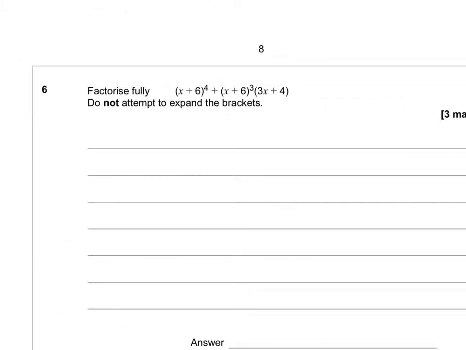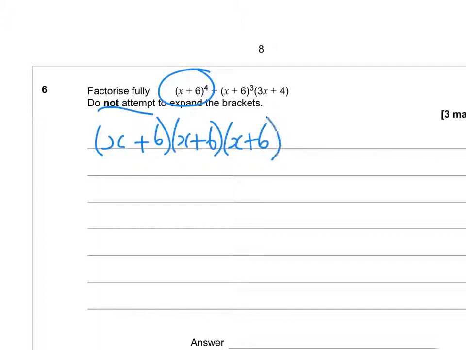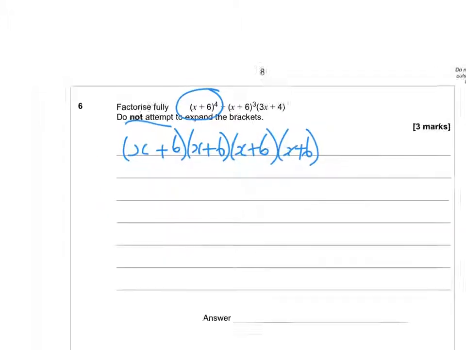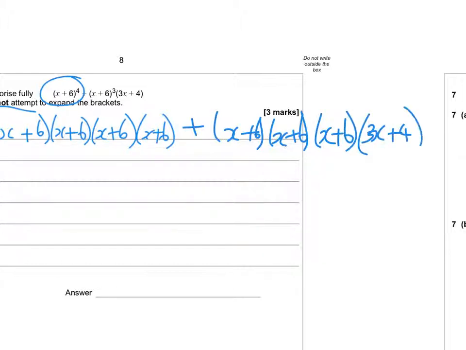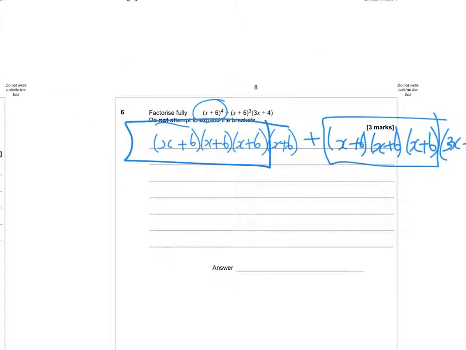Okay, number 6. I'm looking at factorising, and it's telling me not to expand the brackets. So I'm going to look at what I've got in common. Well, this has got, let's write it out, x plus 6, x plus 6, x plus 6, x plus 6. And this one is x plus 6, x plus 6, x plus 6, and 3x plus 4. So they've got a common factor of this, which means I can take that out, x plus 6 cubed.